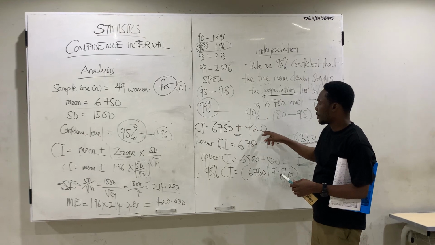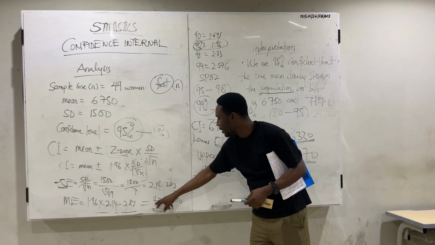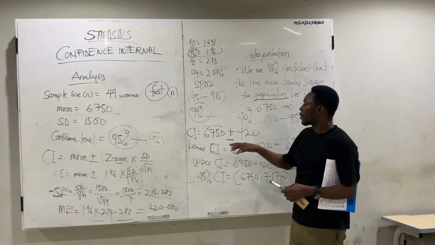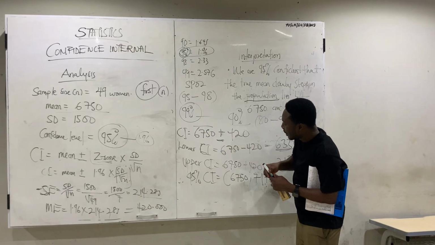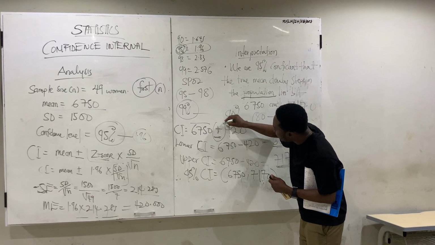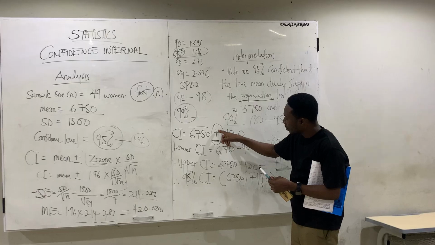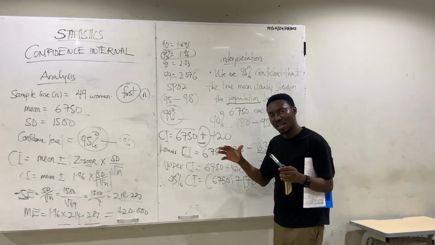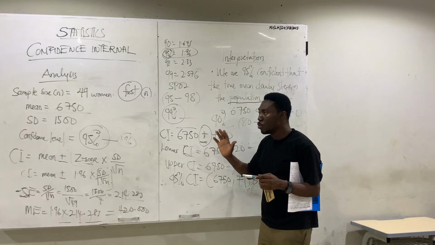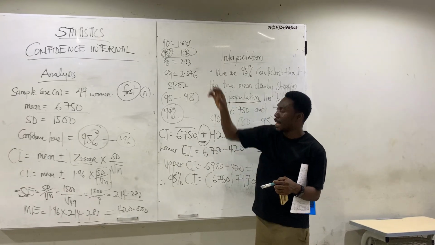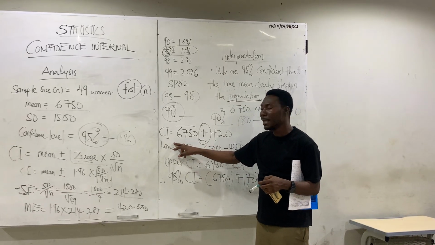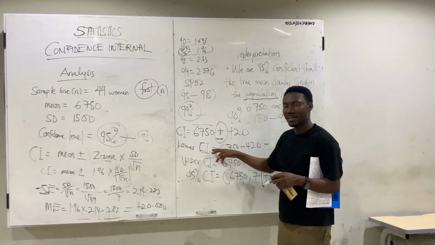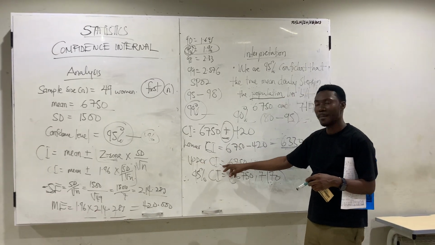6,750 plus or minus 420. Where is the 420? That's the margin of error. Okay. Then after you've gotten here, this one should inform you that anytime you are doing statistical calculation, you come across plus or minus. It means you have to definitely get two answers. So you do the answer for the lower part, but here because you are doing CI, the lower part you call it the lower CI, and the upper part you call it the upper CI.